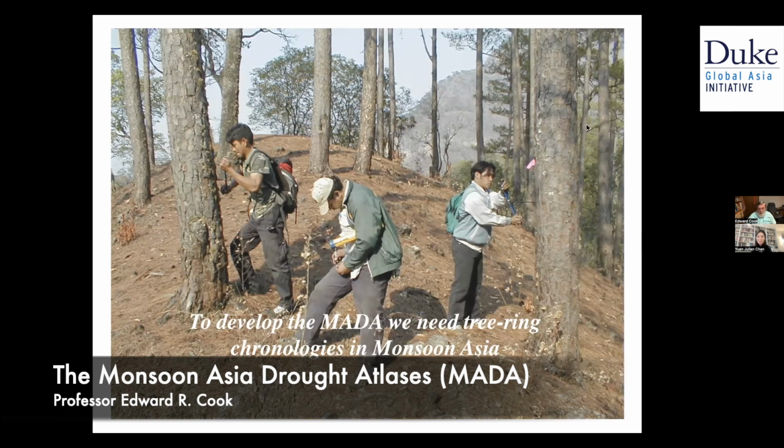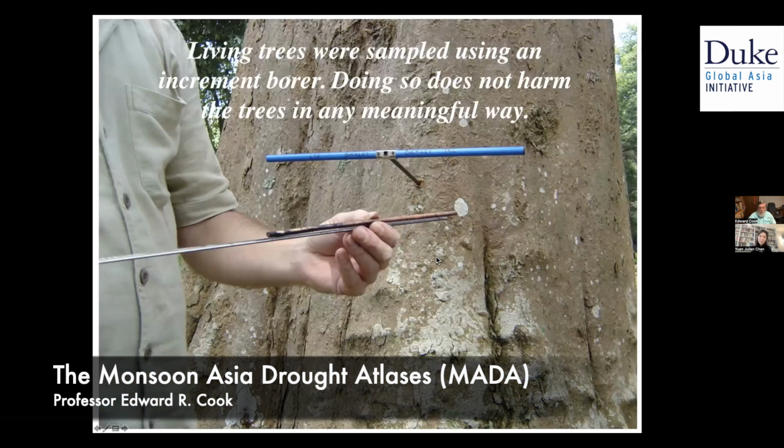Here's just an example of some tropical pines. This would be in Thailand, I believe, and local helpers or colleagues taking cores of wood from the trees. Now, to be sure, we do not kill the trees that we sample.